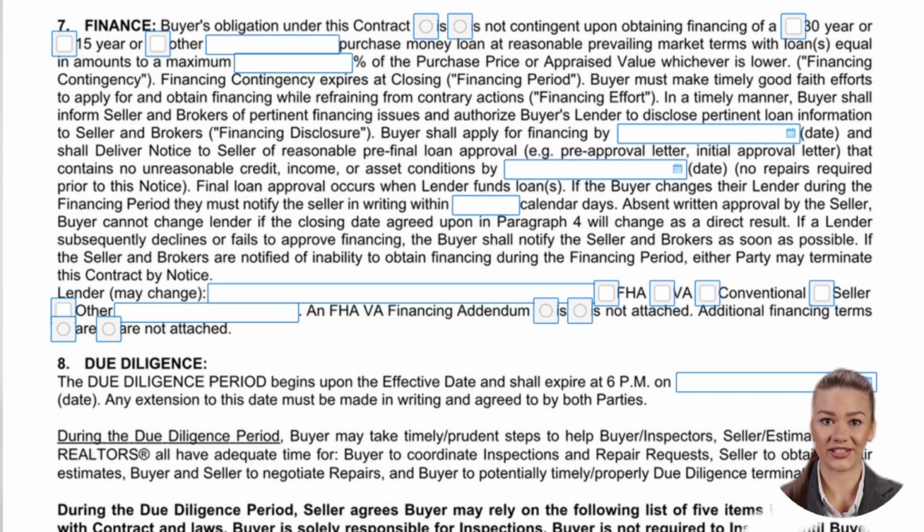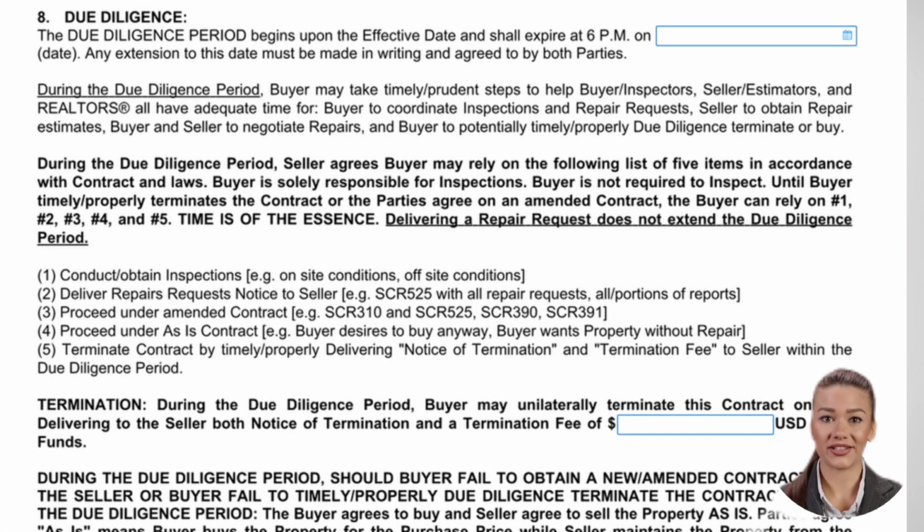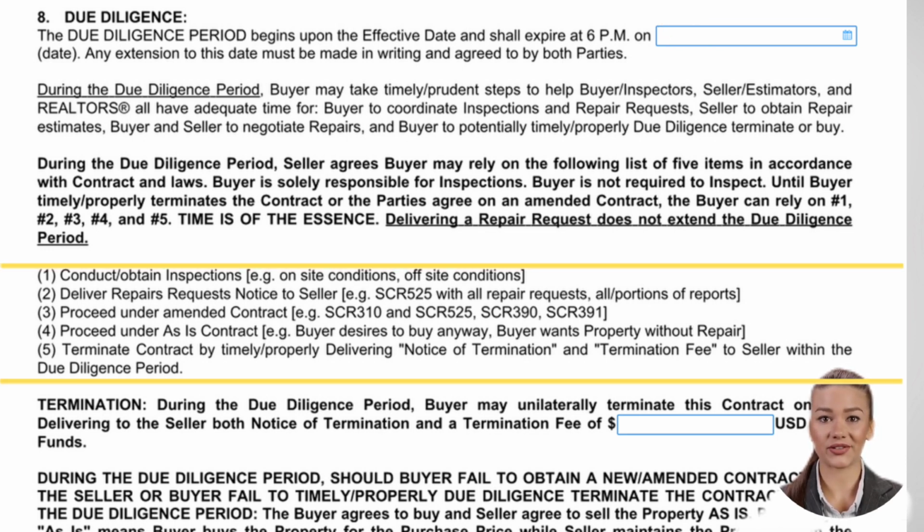Please note that any changes to this section must be explained to both buyer and seller, and both parties must approve these changes in writing. Section 8 is for the buyer to have time for due diligence. You will put the date that this contingency will expire. Give your buyer enough time to have an inspection, provide the seller with repair requests, negotiate repairs, then move forward with an amended contract or terminate the contract.